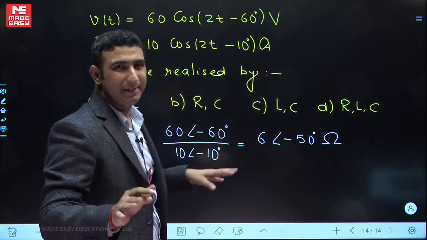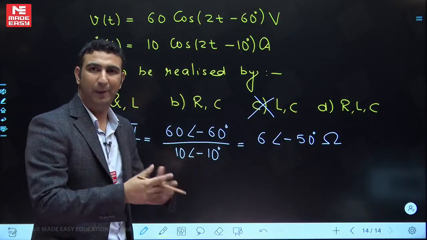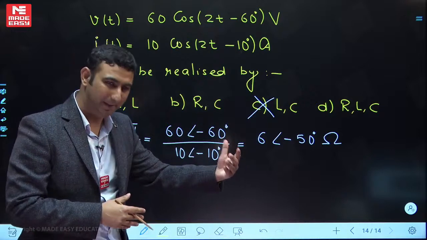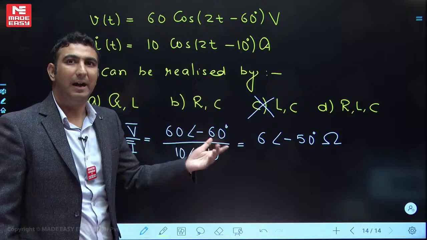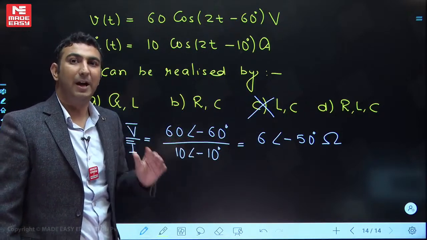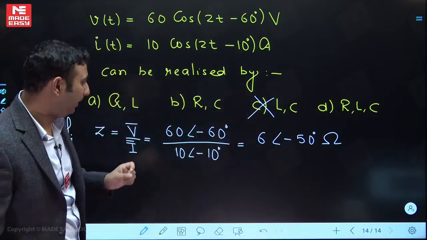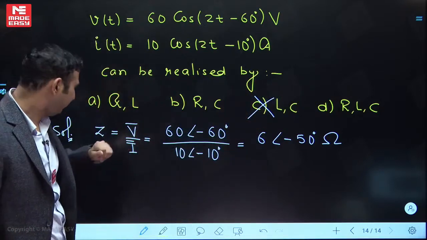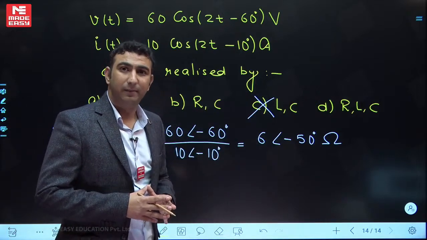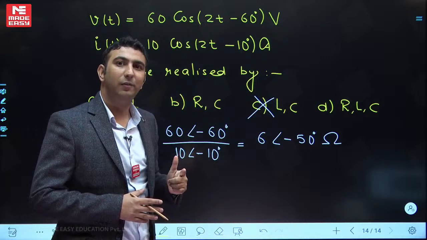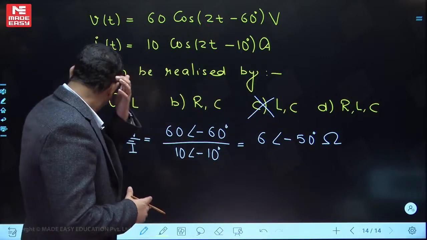The first thing I can straightforwardly conclude is that LC is not possible, because the angle would be either 0, or plus 90 or minus 90, and not in between. So there should be an R component along with L or C, something R should be there. So coming back, this is the impedance I am getting. The impedance angle is negative, so it will be in case of a capacitor. I can rule this out.